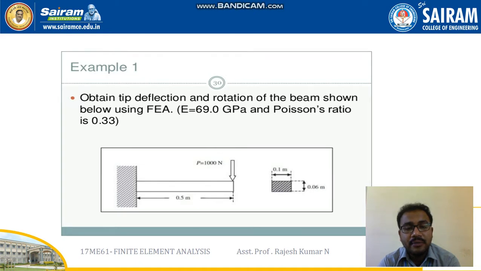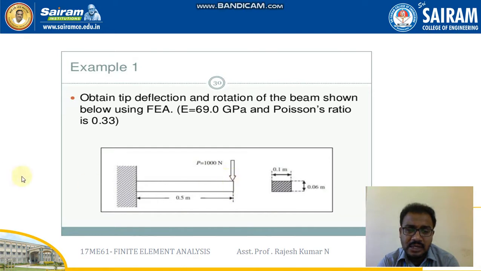So given data, and here I'll be going with one element only, since they have not mentioned any information about the modeling. The whole beam I'll be considering as one element. So I have node 1 and node 2. We know that we have 2 degrees of freedom at each node. So at node 1 it is V1 and theta 1, and at node 2 V2 and theta 2.